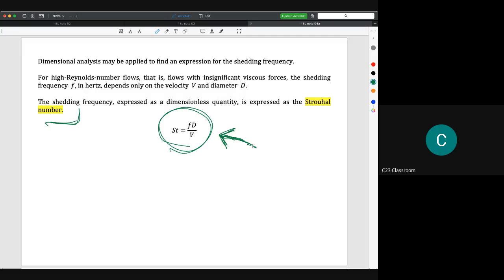So the drag force is not the only parameter that we get, because there is another phenomenon that we could get from the boundary layer effect. One of them is the shedding. So we need to know the frequency of the shedding. Next, I will tell you. And the common one is the Strouhal number.